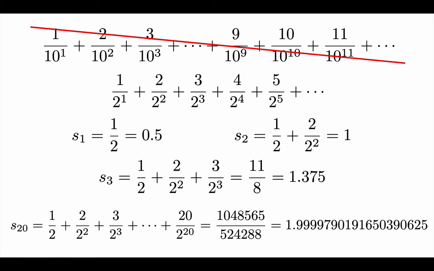You might get a sense that this thing is getting close to 2. If we go to the 21st partial sum, it's probably a little bit more than that, but not going to exceed 2. We're going to see if we can figure out whether or not this is true. Does that particular sequence or series converge to 2?